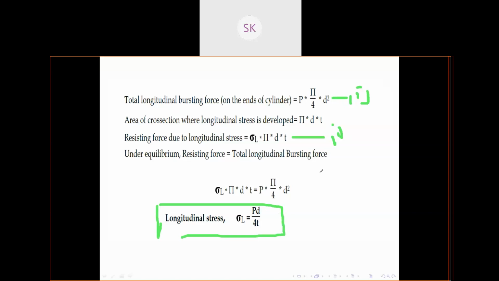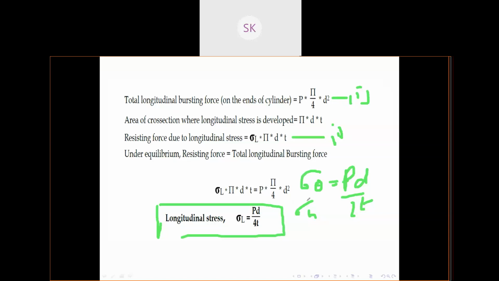See, we got sigma theta as PD by twice T, and longitudinal stress as PD by 4T. Now tell me, what is the relation between sigma theta, the hoop stress, and the longitudinal stress? Which one will be more? Quick. Sigma theta is PD by 2T, and longitudinal stress is PD by 4T. Somewhere in a book you will find theta replaced by sigma H. No big issue, you can represent it any way. Somewhere you will find sigma theta, somewhere sigma H. Don't get confused, it is the same.